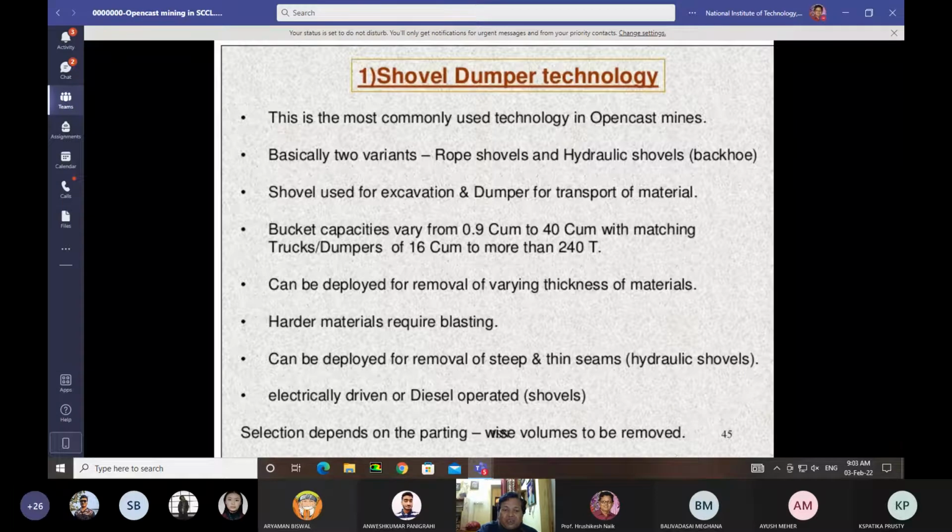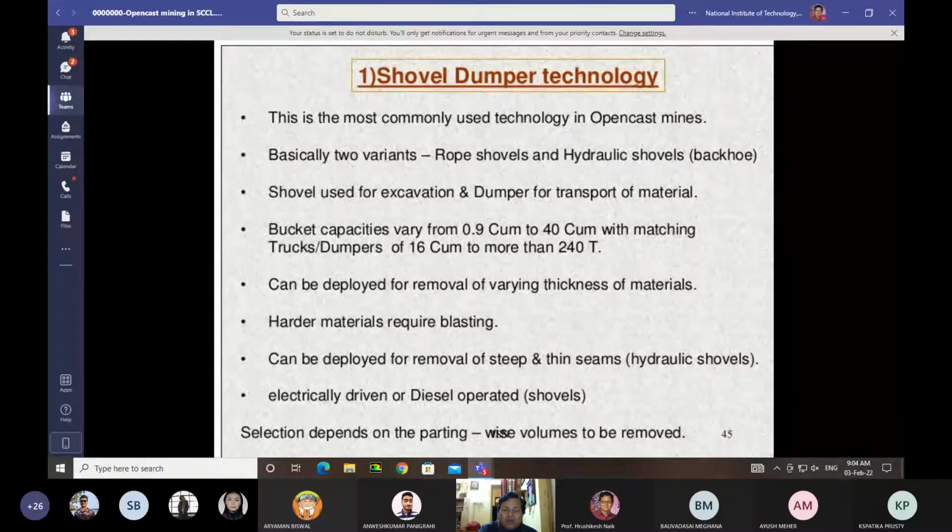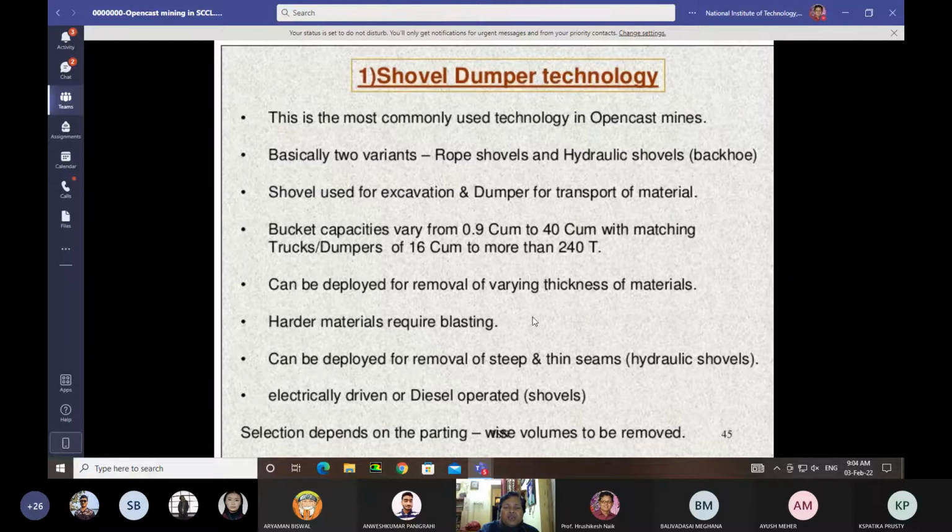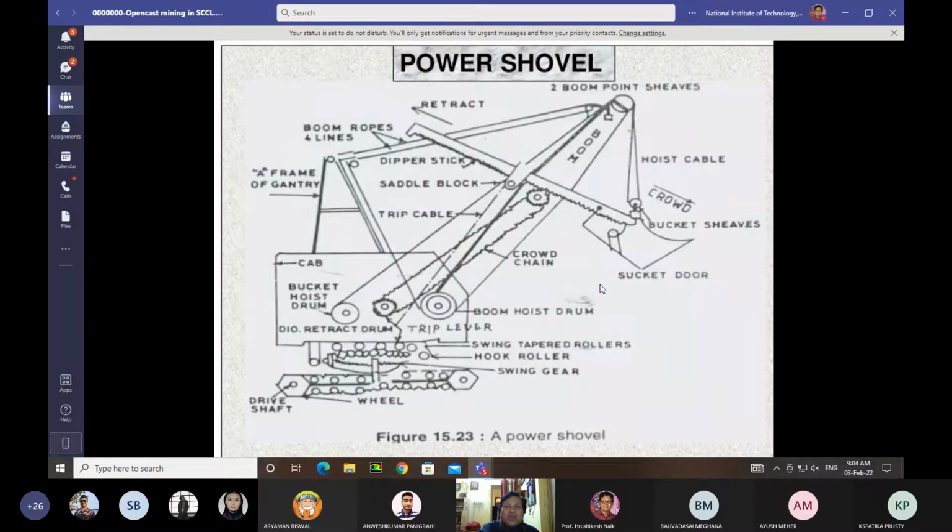So the selection of the shovel and dumper depends on the volumes to be removed, how much material you are going to remove. On the basis of that you have to select the shovel dumper mining technology, the size of the shovel, the size of the dumpers. So this is a power shovel, an electrically operated power shovel, and this is the layout diagram of a power shovel.